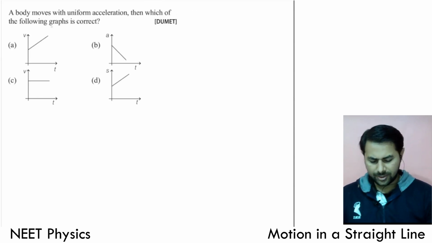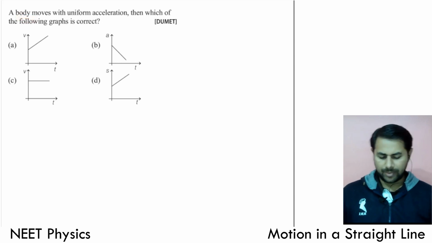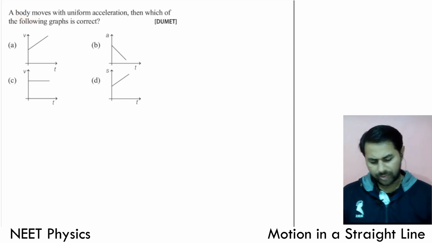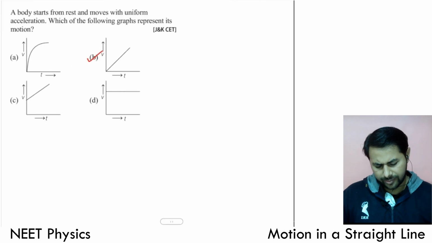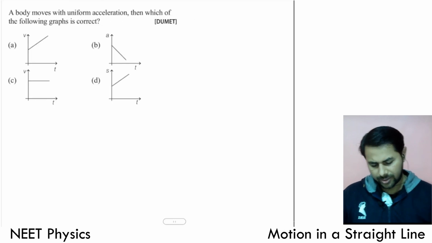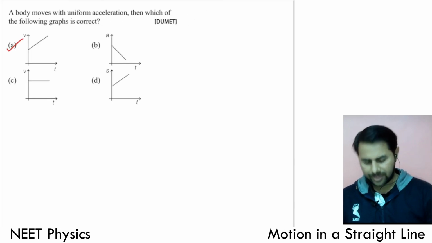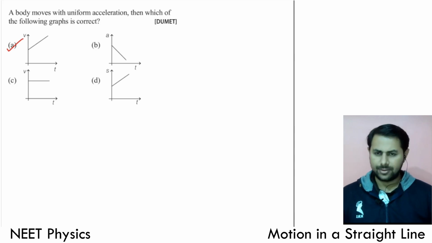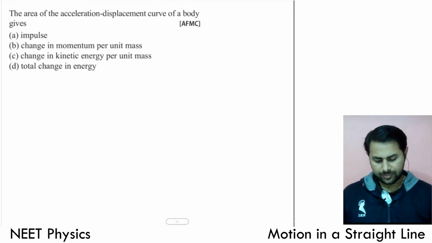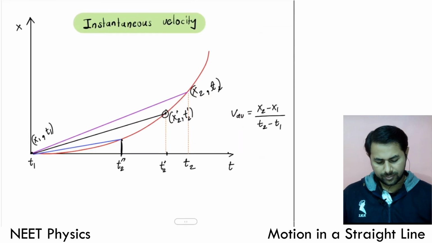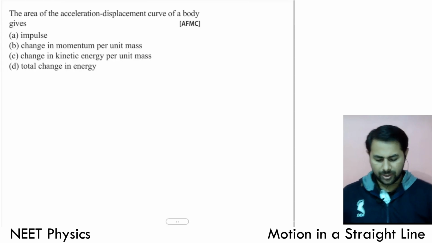All right, a body moves with uniform acceleration, then which one of the following graphs is correct? Same question. So it is again this one, uniform acceleration, right? Okay, let's see the next one.